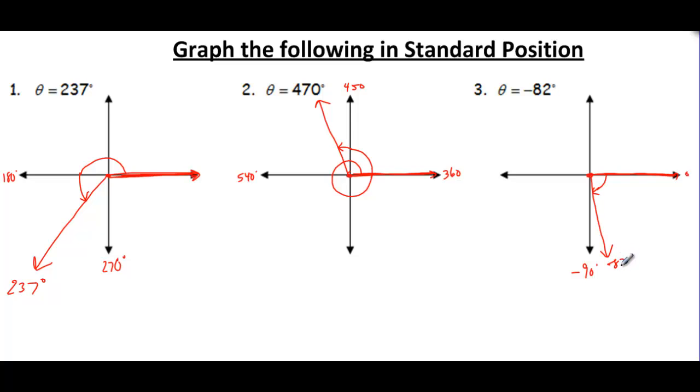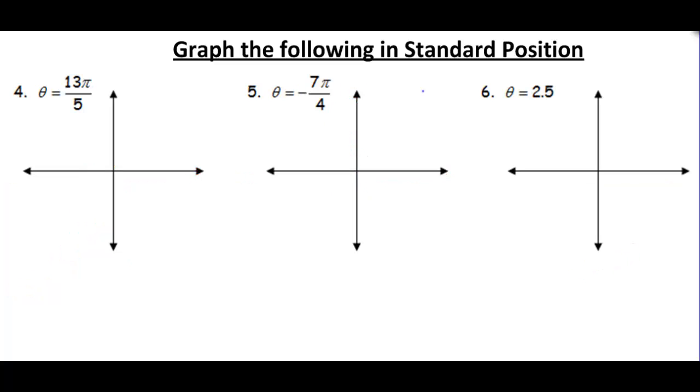Negative 82 degrees. But what if it's in radians? I actually think graphing a radian is much easier than a degree, because multiples of 90 and adding all those can sometimes be cumbersome, but a radian is really easy. I know students don't like fractions, but I think you'll like this a little bit better.